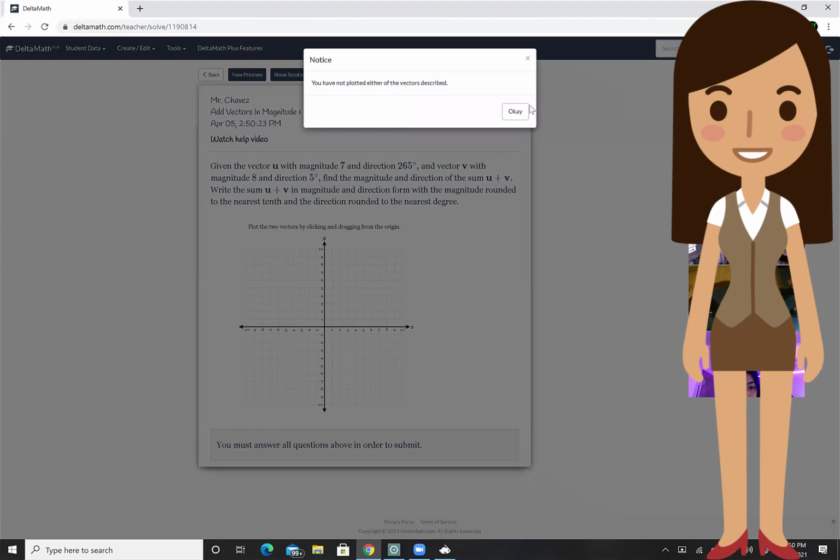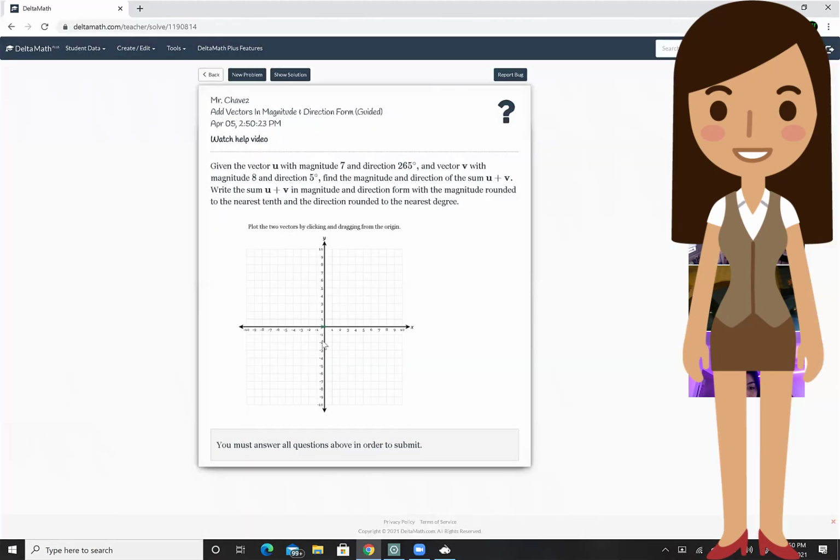265. I let it go too soon. And 265. There it is. It fixed it for me, I think, because I don't think I was right on it, but it fixed it for me. That's nice. 8 at 5 degrees.